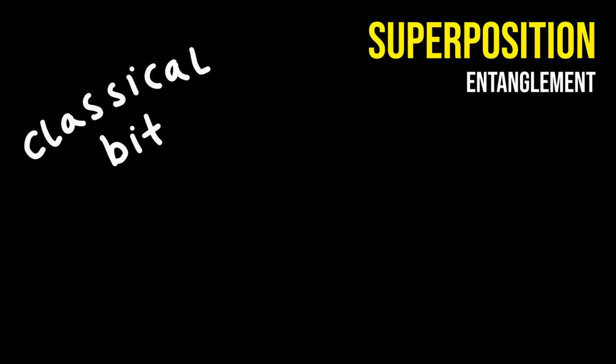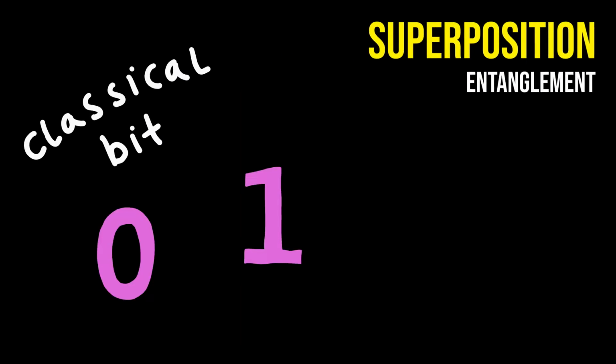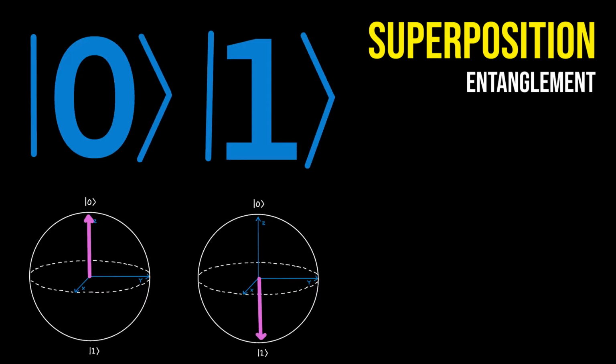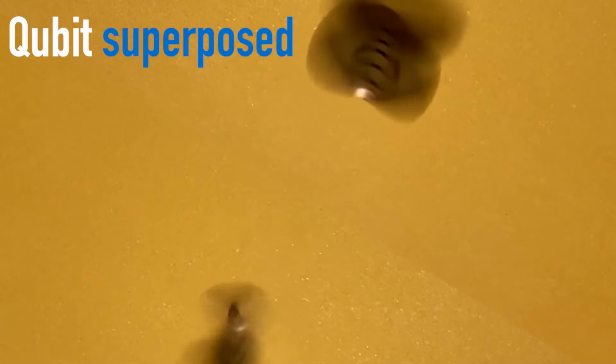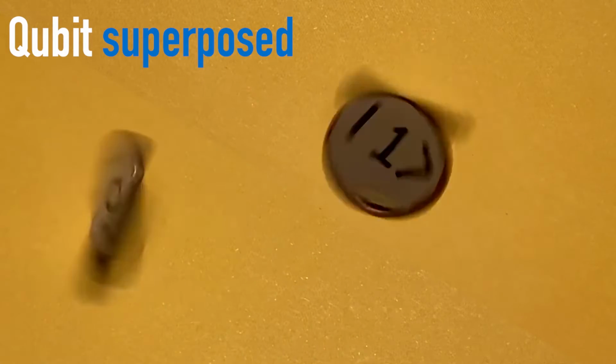Whilst a classical bit's value is either a 0 or a 1, in the quantum world, nothing is definite until we measure it. So for a qubit with 2 basis states, represented by ket 0 and ket 1, until it is measured, it is in both of those states at the same time. It's a bit like a spinning coin. Until the coin has been stopped, we could see it as being on both sides at once.